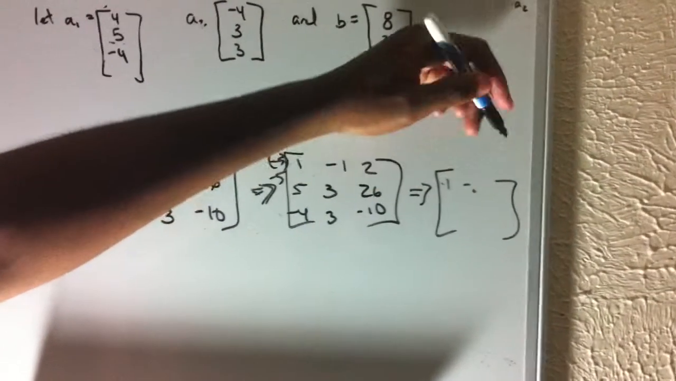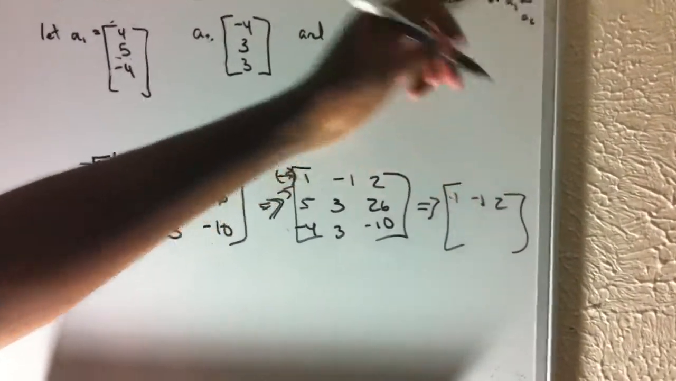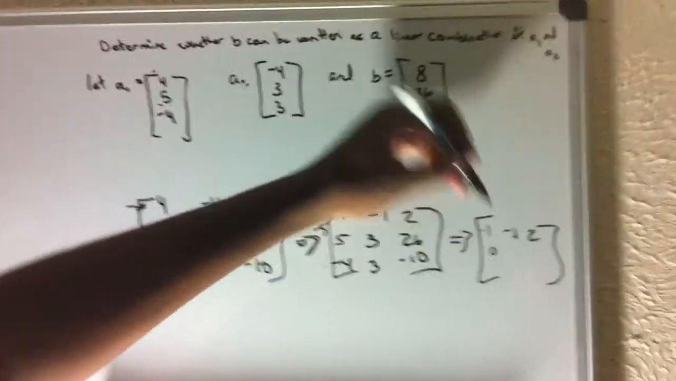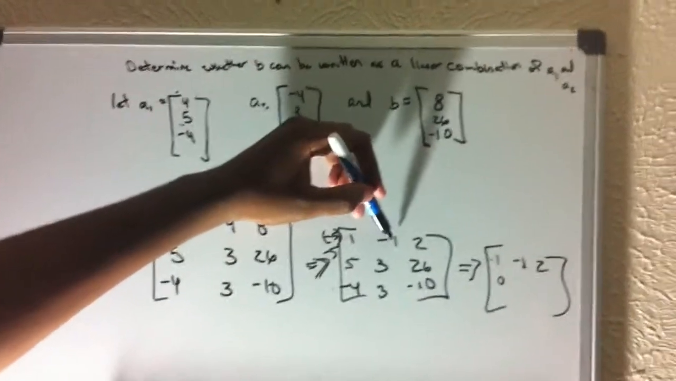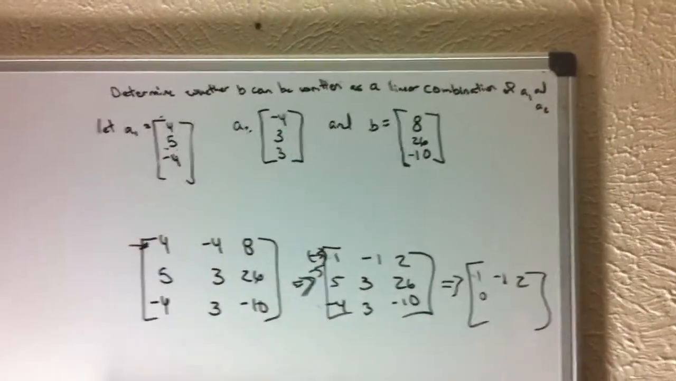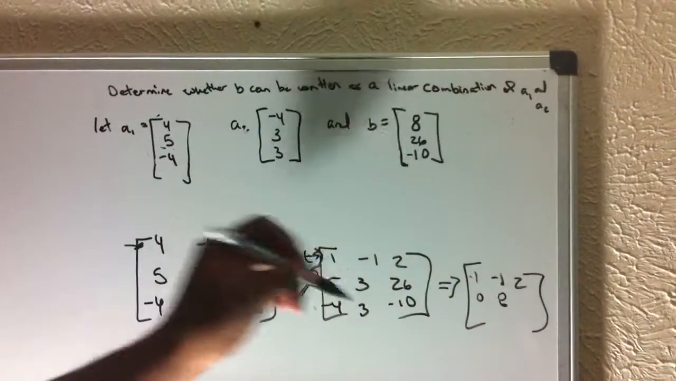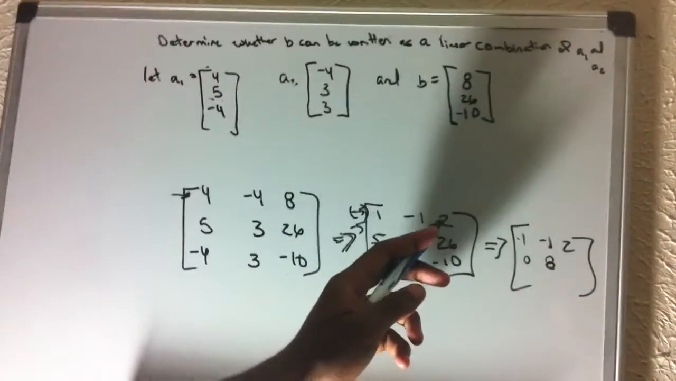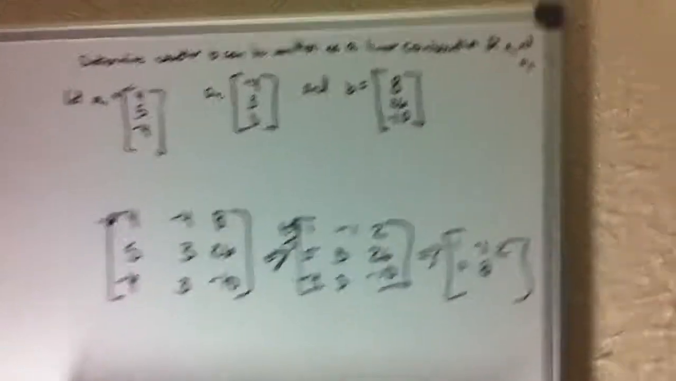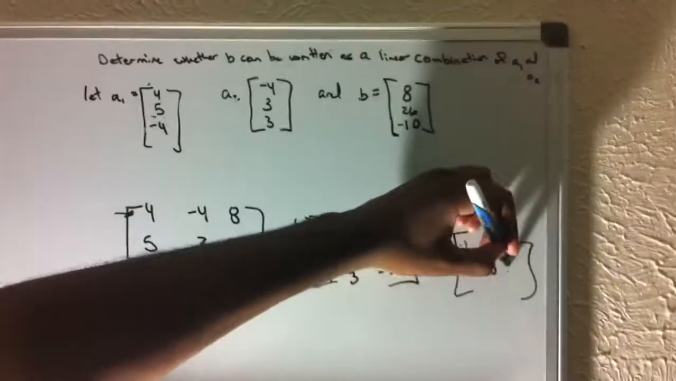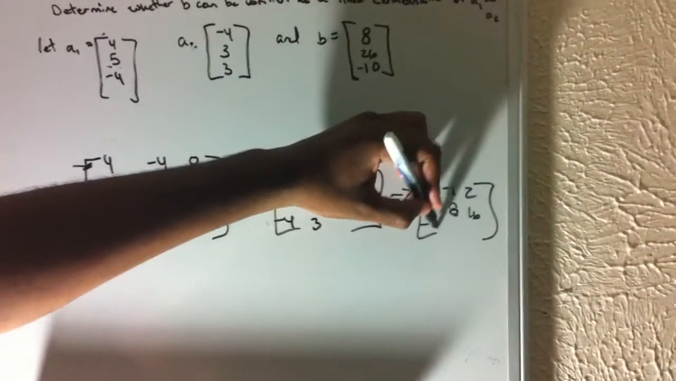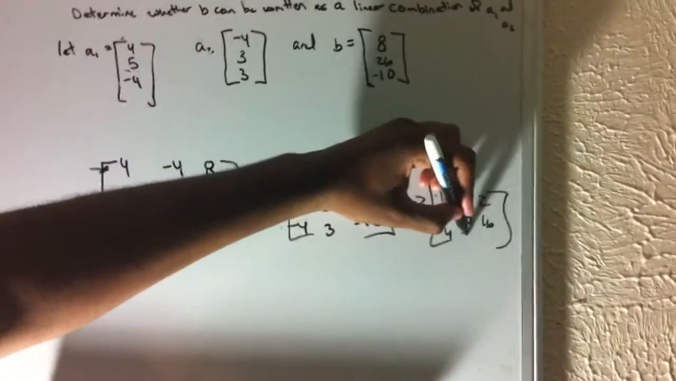Oh, sorry about that, guys. Row 1 and 2. -5 times 1 is -5, plus 5 is 0. -5 times -1 is simply 5, plus 3 is 8. -5 times 2 is -10, plus 26 will give us 16. And you just keep the last row the same, obviously.